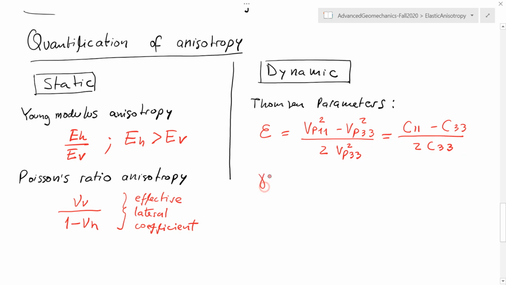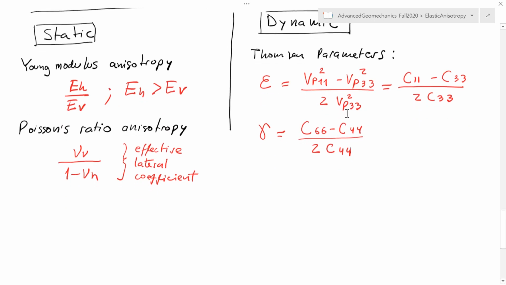For the shear wave, we have the parameter gamma, which is defined as the anisotropy of the shear parameters, C66 minus C44, where C66 is usually larger than C44, and something similar happens to epsilon. C11 is usually larger than C33, so both epsilon and gamma are equal or larger than 1 in most cases, and the more they depart from 1, the more anisotropic the rock is.